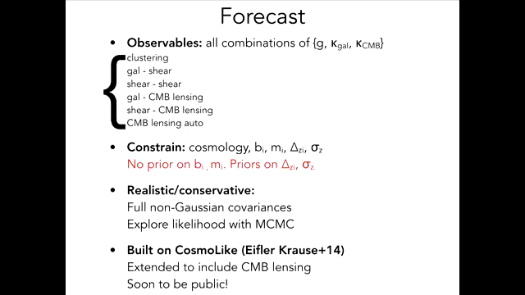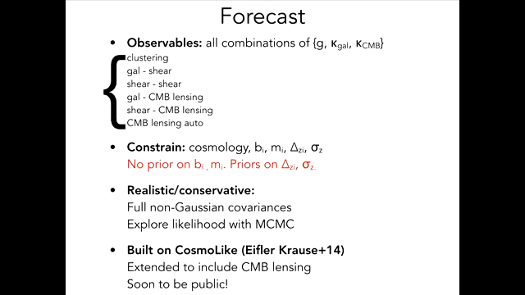Again, the observables included in this forecast are galaxy positions and galaxy shear or convergence, these two from LSST, and CMB lensing from CMB Stage 4. The forecast includes all the 2-point functions of these three quantities, which I'm listing here. Position and position is clustering. Position and shear is galaxy-galaxy lensing. Shear and shear is cosmic shear tomography. Then positions and CMB lensing, shear and CMB lensing, and the auto power spectrum of the CMB lensing.